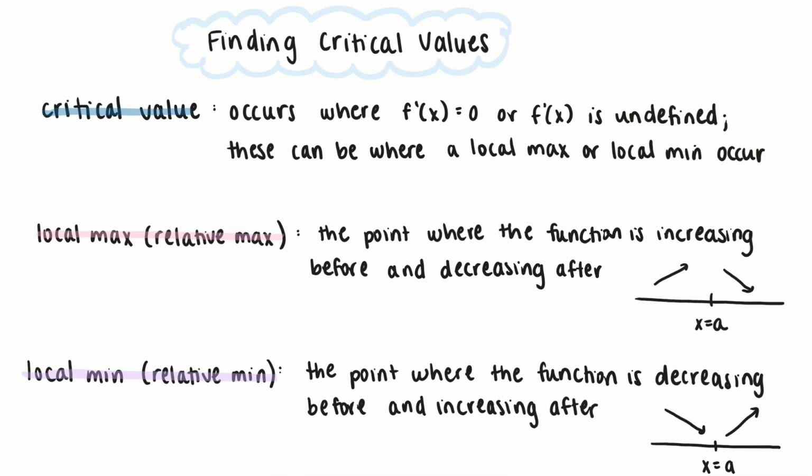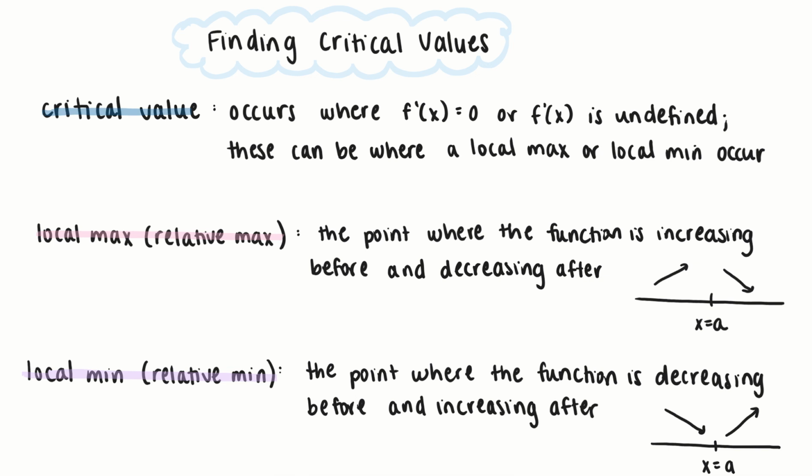In this video, I will be going over how to find critical values. To find a critical value, this is where the derivative of f, or f prime of x, equals 0, or when f prime of x is undefined. And there are two kinds of critical values that we can see. One is the local maximum and one is the local minimum. Another name for local max is relative max, and another name for local min is relative min.